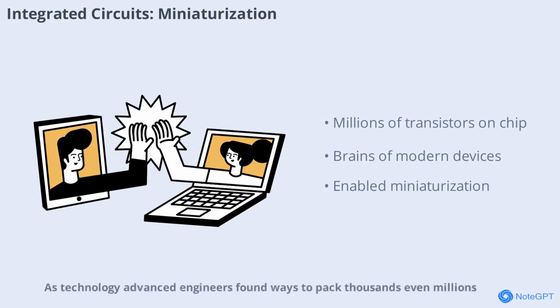As technology advanced, engineers found ways to pack thousands, even millions of transistors and logic gates onto tiny chips called integrated circuits. These chips are the brains of modern electronics, enabling powerful computers and smartphones. Integrated circuits have revolutionized the way we live, making technology faster, smaller, and more affordable.